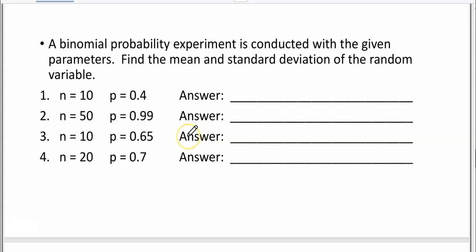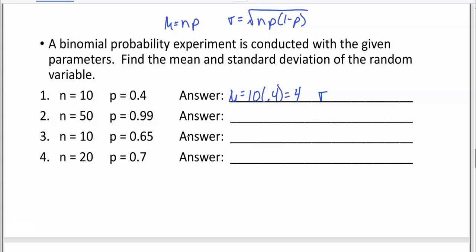So let's look at a few examples where we're going to find the mean and the standard deviation. Remember our formulas. The mean is n times p. The standard deviation is the square root of n times p times 1 minus p. So the mean for the first one would be 10 times 0.4, and 10 times 0.4 is 4.